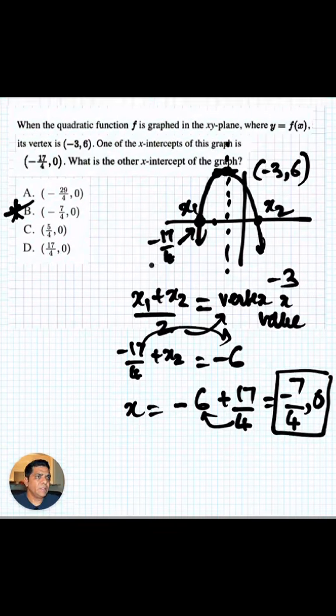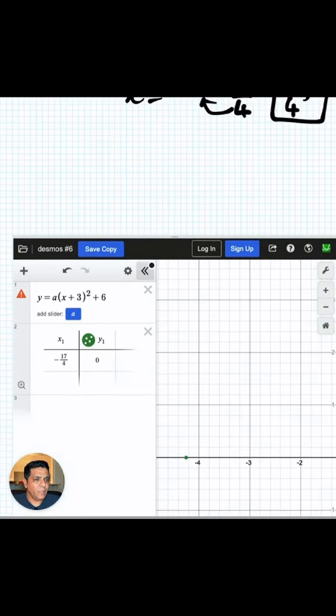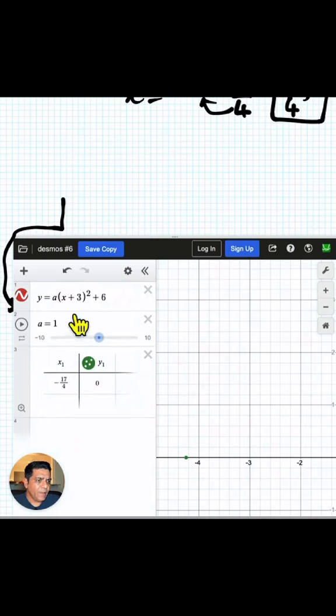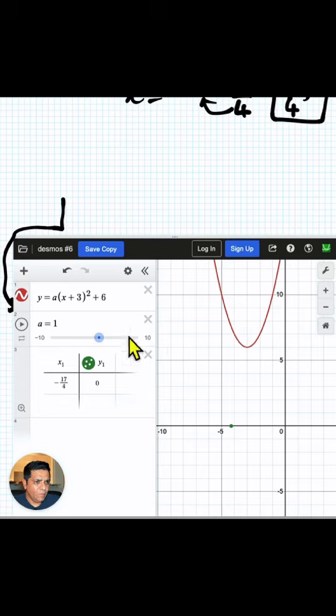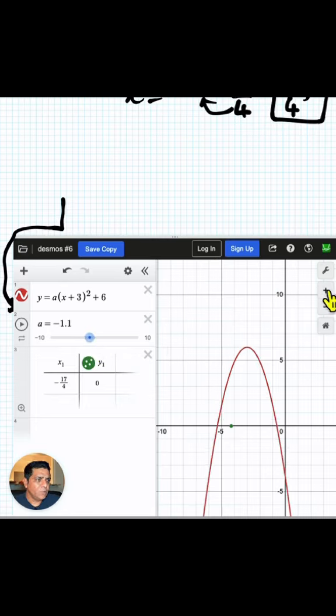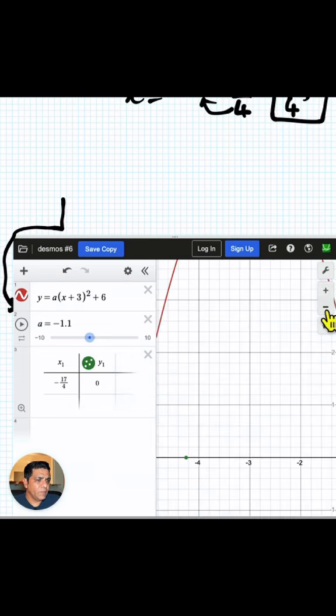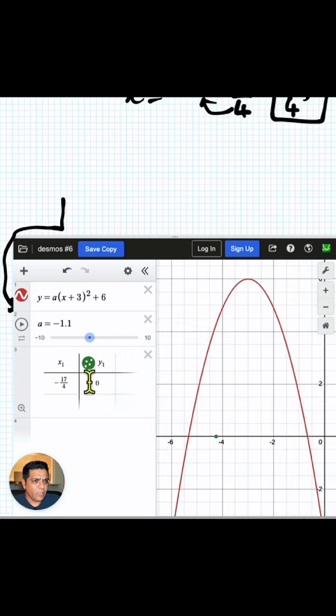All right, great. Let's see what we can do with Desmos. I already put the equation in vertex form right here, and I also added the point negative 7/4, 0. Now let's add the slider. When we add the slider, we receive a quadratic graph like this. Let's zoom in a little further. What we are trying to do here is get to this vertex point using the slider.